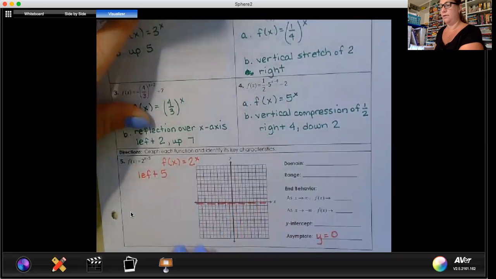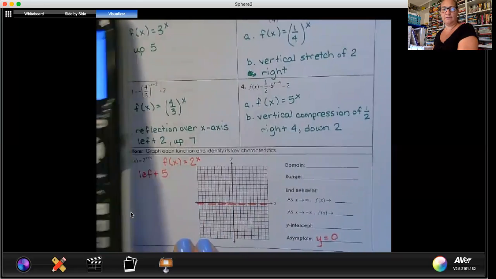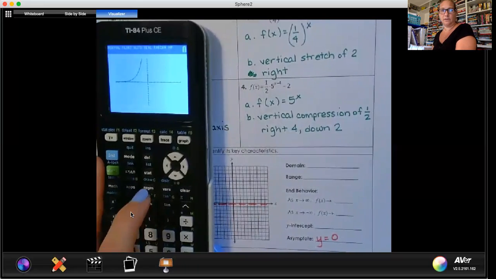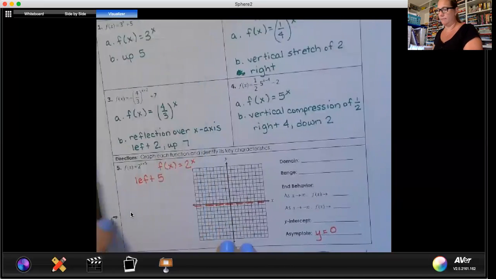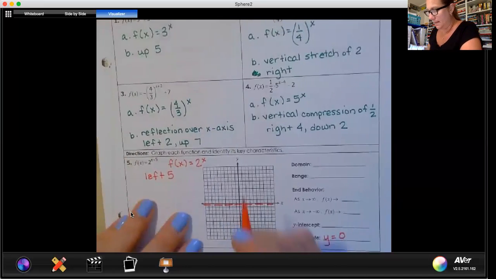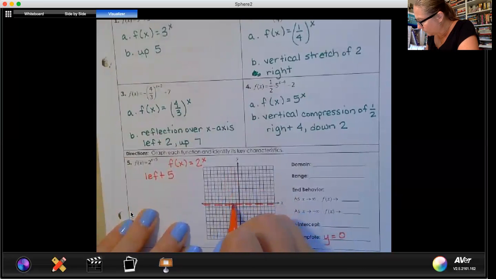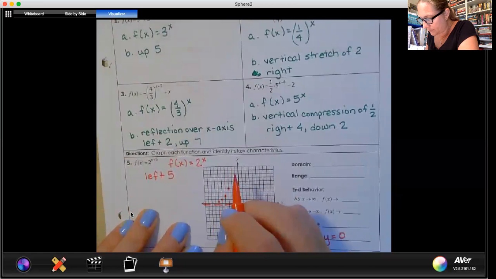You should also know that if we have been shifted to the left, our graph is also shifted to the left in our table. It's going to help us put some of those points on the graph. So -6, 1/2, and -5, 1, and -4, 2, and -3, 4, and -2, 8.